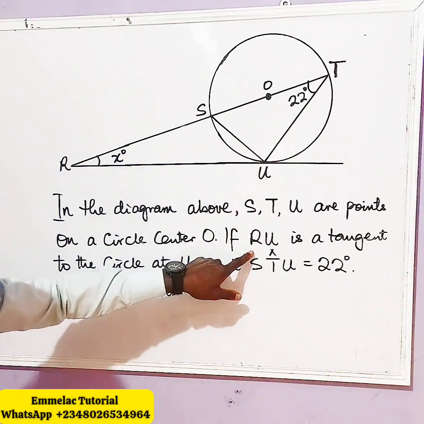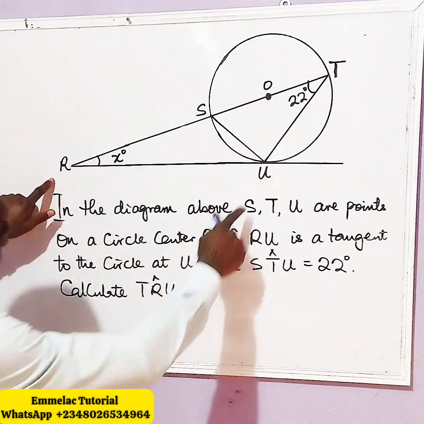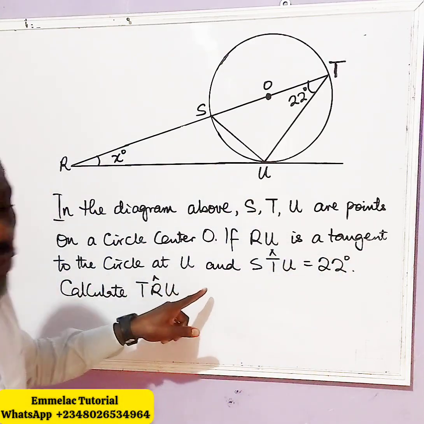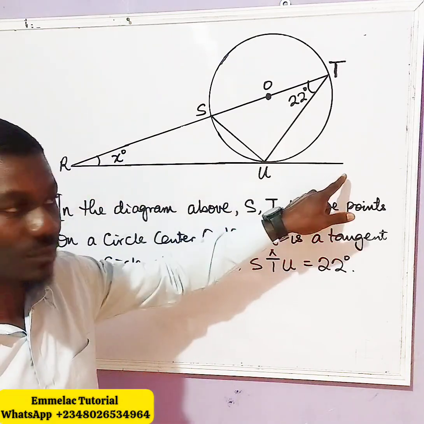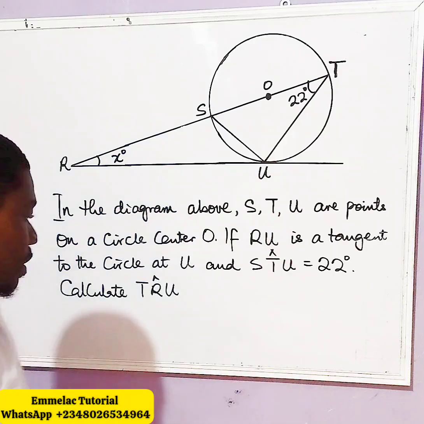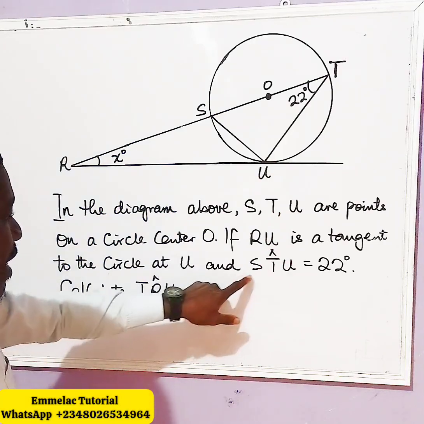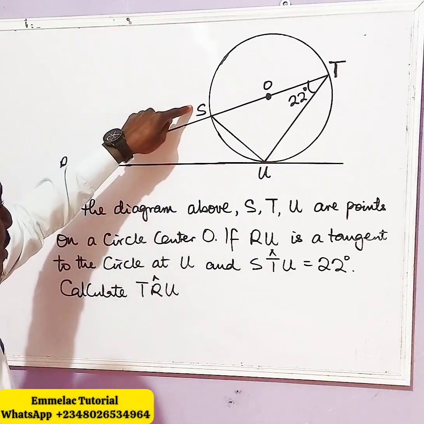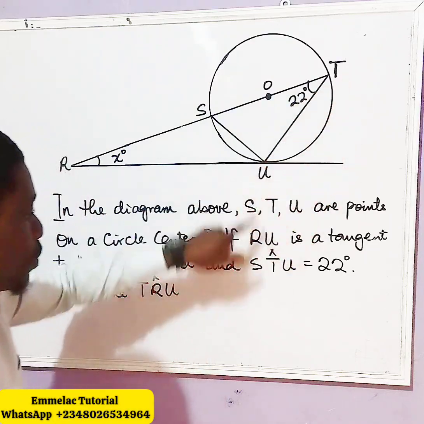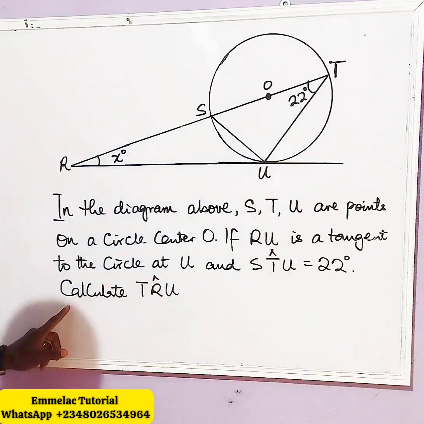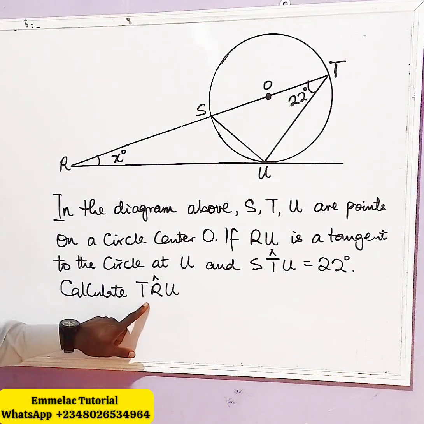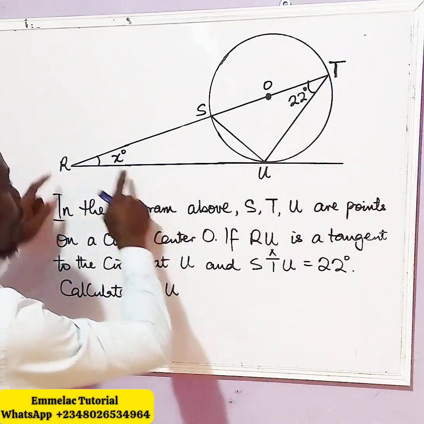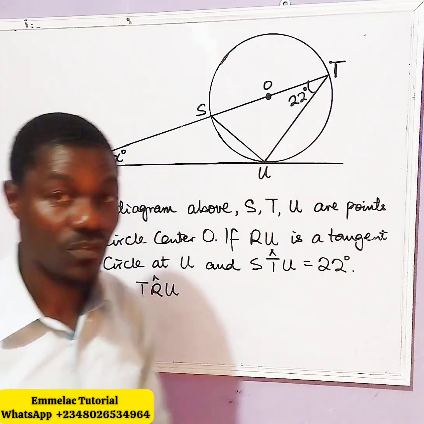Now if RU is a tangent to the circle at U, which means a straight line touching the circumference of the circle, and angle STU is 22 degrees, we are told to calculate the angle TRU. So this is TRU. We have to calculate the value of X.